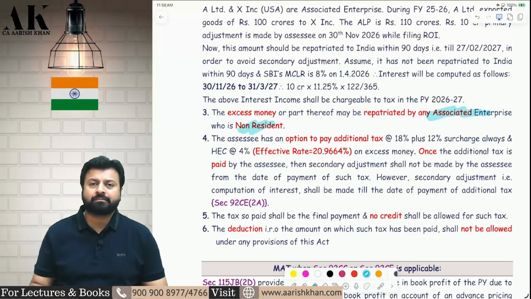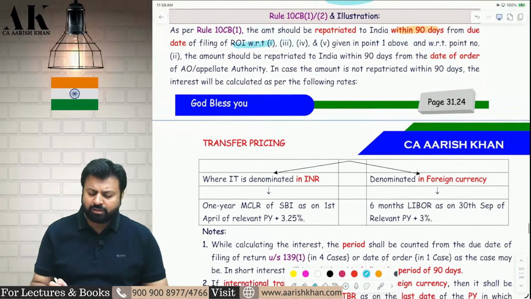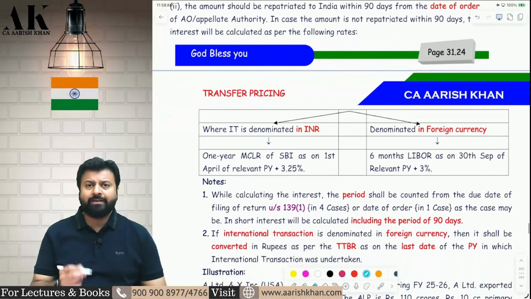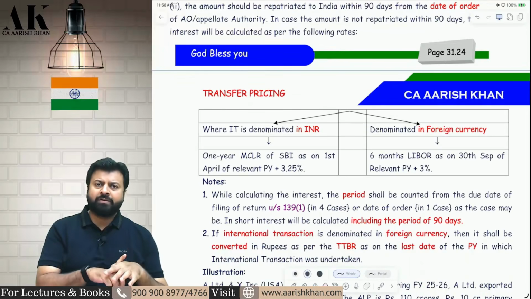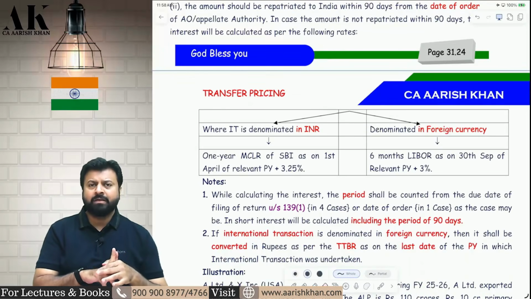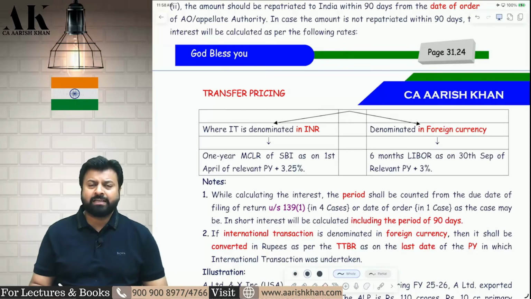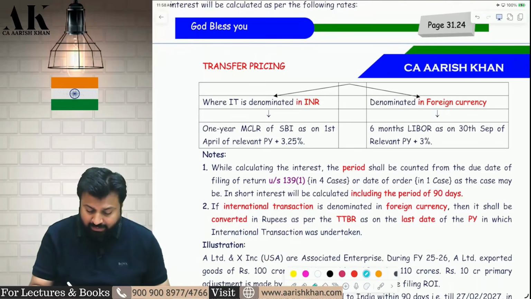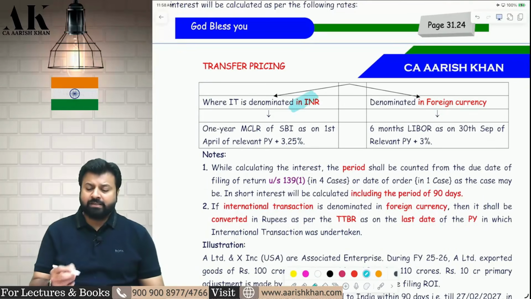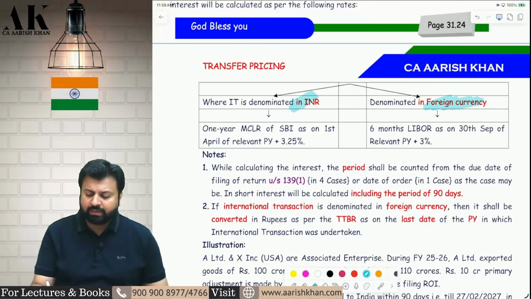We will take tax. So let's assume the money has not come to India within 90 days. Then what will happen? Then you have to charge interest. So for charging interest, we need to know the rate of interest, the period, etc. So for that, we need to check the transaction was denominated in which currency. If the transaction is denominated in INR, then the rate is different. If the transaction is denominated in foreign currency, then the rate is different.